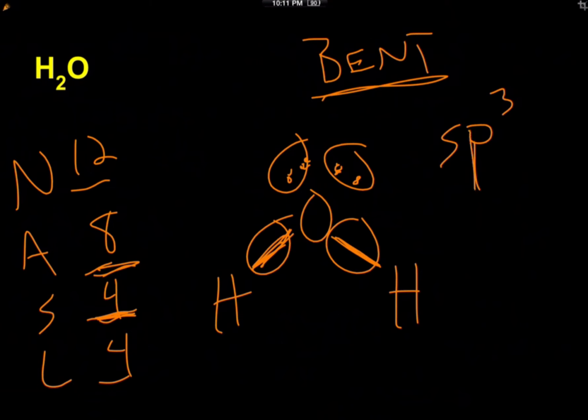Because it is bent, because we have 2 lone pairs up here, and the polarity is drawing the electrons from the hydrogens in a hydrogen bond, this is a polar molecule.